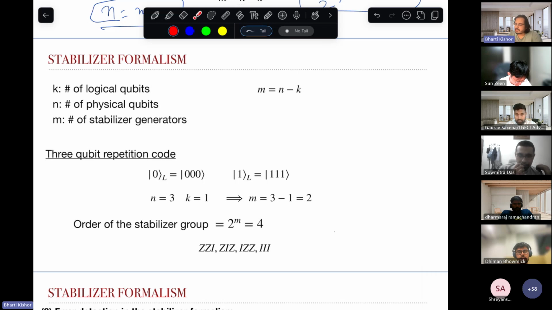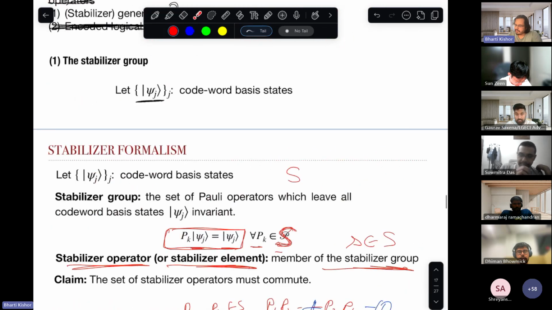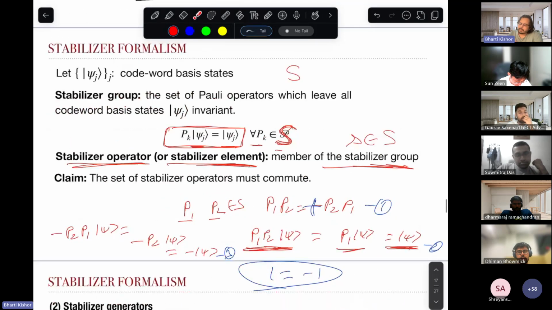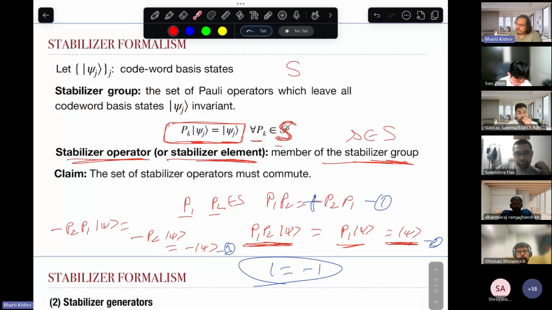Okay, so we could see so far, just as a repetition, what is the meaning of a stabilizer group, and then we saw a stabilizer operator as an element of the stabilizer group, and then we saw that the set of stabilizer operators must commute, because if they anti-commute, then we have some contradiction.